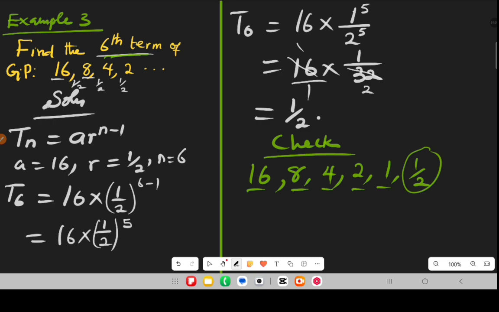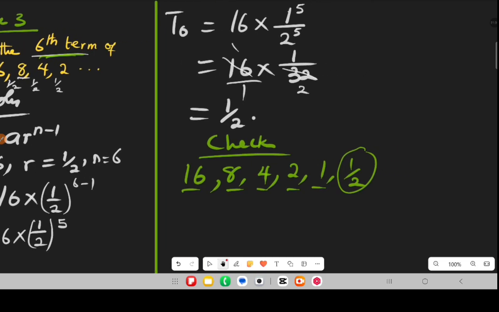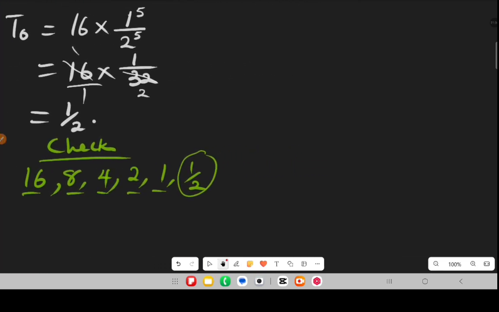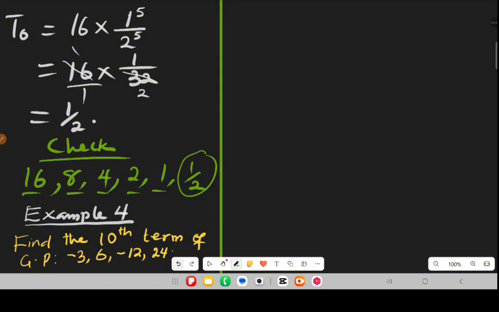Then we move further and take the last example, which is example 4. We'll find the 10th term of the geometric progression minus 3, 6, minus 12, 24. This looks a bit tricky because we have both negative and positive terms in the sequence. We say solution.